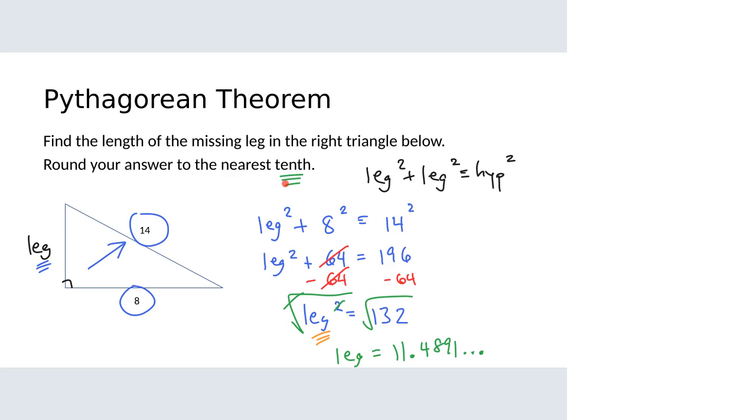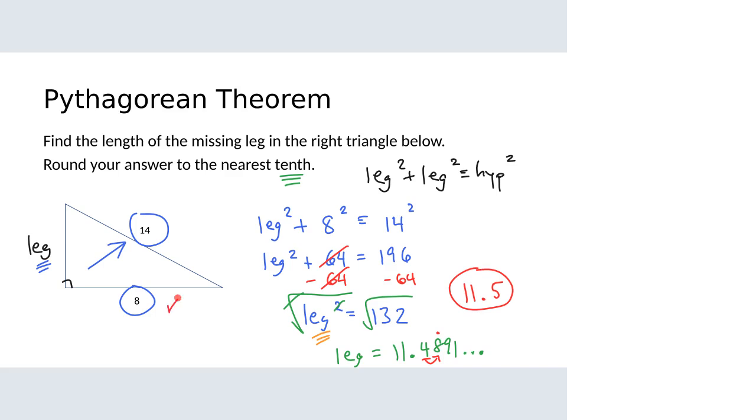A little bit different this time. Anytime you're taking a quiz, make sure you pay attention to where you're supposed to round. You want to make sure you round wherever you're told to round. Here it's the tenth, so we'll find the tenth place. We'll look one space to the right. That's 5 or bigger, so we're going to round this up to 11.5.